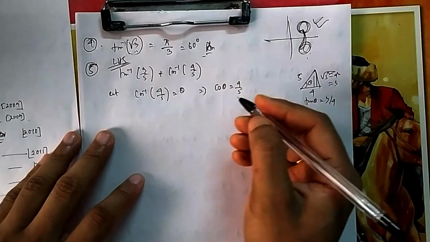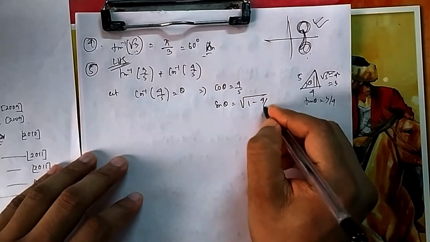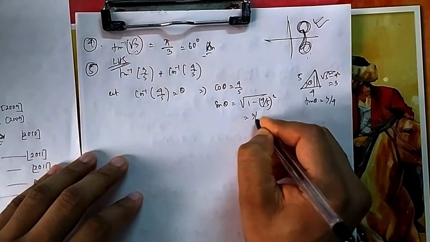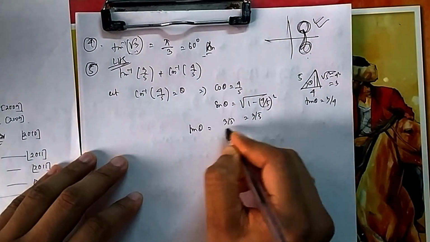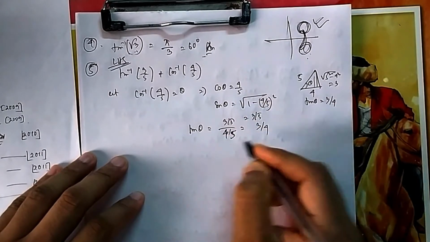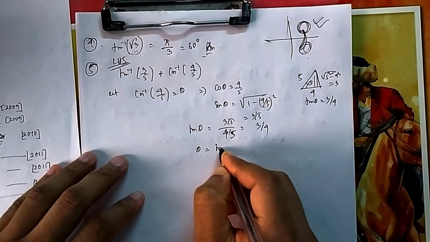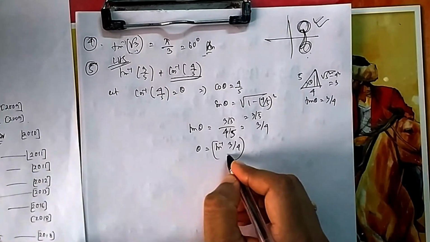But you can do it using your formulas, because sin theta will be the square root of 1 minus cos square theta, so it will be 3 by 5. So tan theta will be sin theta by cos theta, so it will be 3 by 5 divided by 4 by 5. The 5s cancel, so it is 3 by 4. So what is your theta? Theta is equal to tan inverse 3 by 4. So you have considered this one theta, and your theta becomes tan inverse 3 by 4.